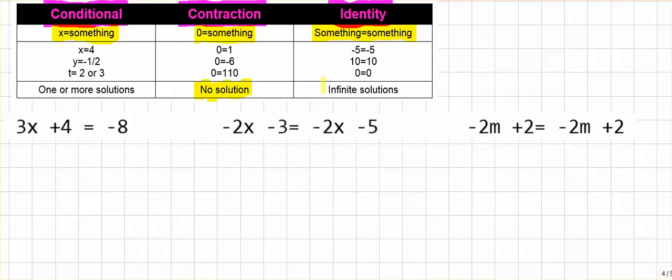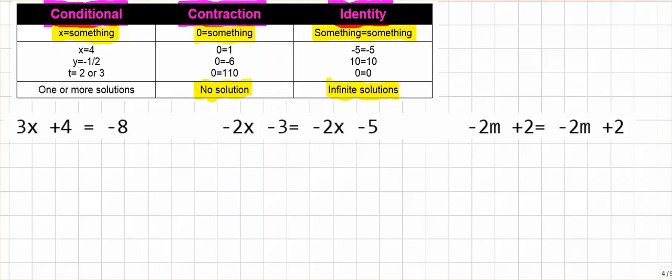And finally, with identity, you're left with an infinite number of solutions. Basically what that means is every answer will make the statement true. No matter what number you put in for x, or the variable, the left and right will equal. So a conditional answer, one or more solutions. A contraction, no solutions. And an identity, infinite number of solutions. Everything will work. Okay, let's see what these look like as we solve the following equations.